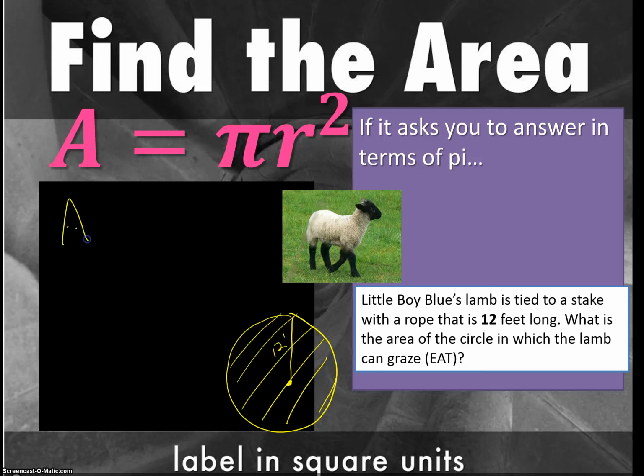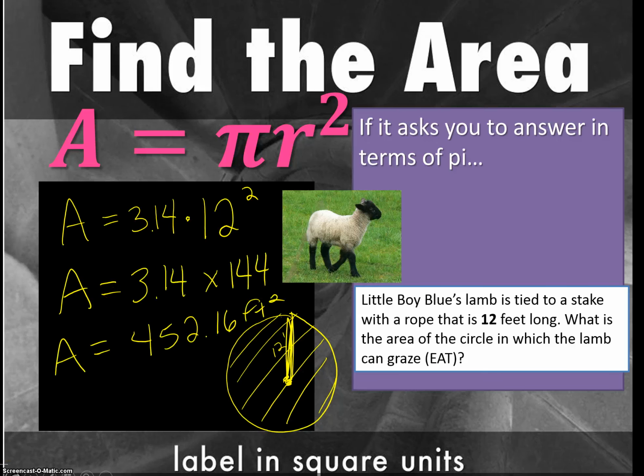So the area of a circle is pi r squared. I substitute in 3.14 for pi. The radius is 12. Since the radius is tied to the stake, it would be all the way 12 feet in all directions. So 12 squared. Pause and see if you can calculate the area that the lamb can graze.